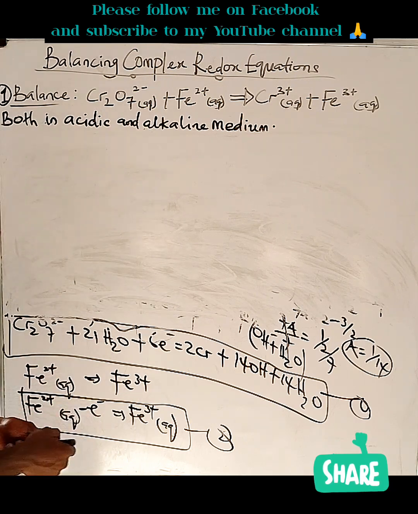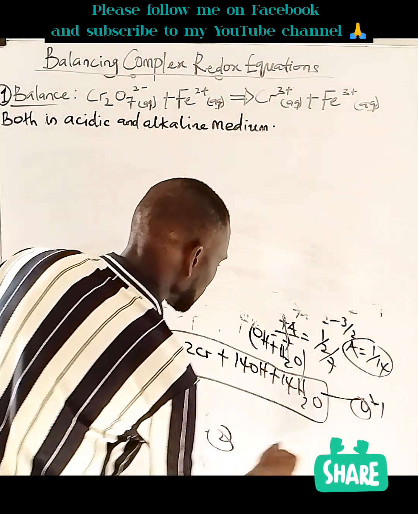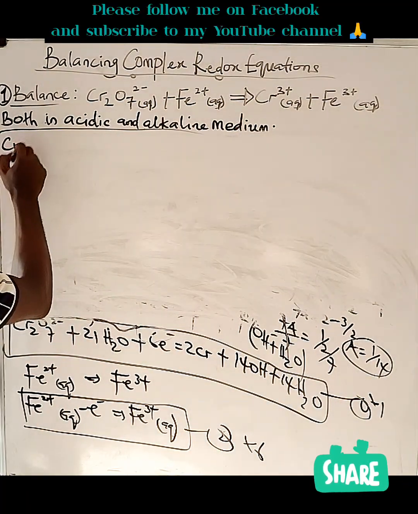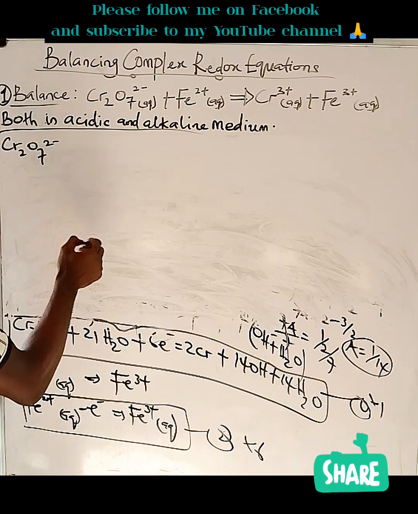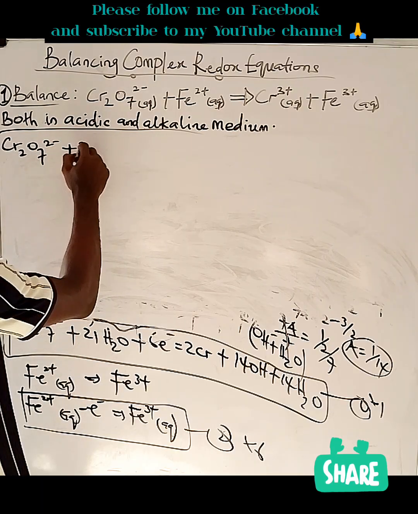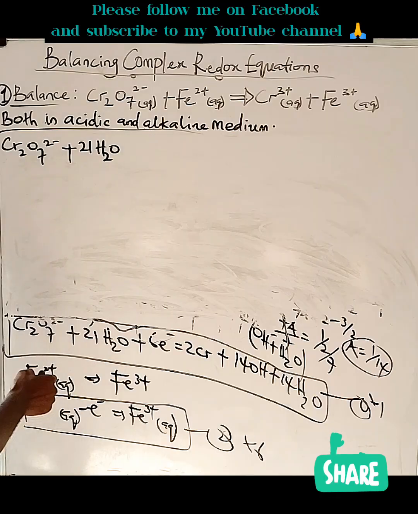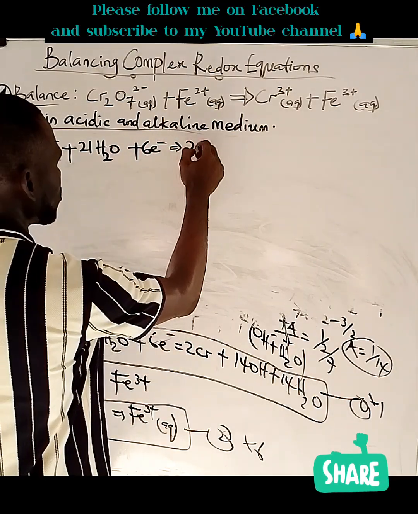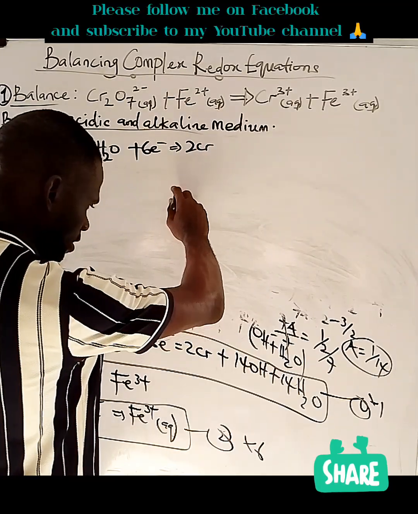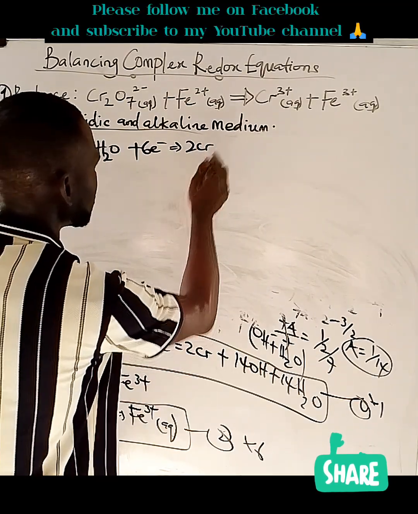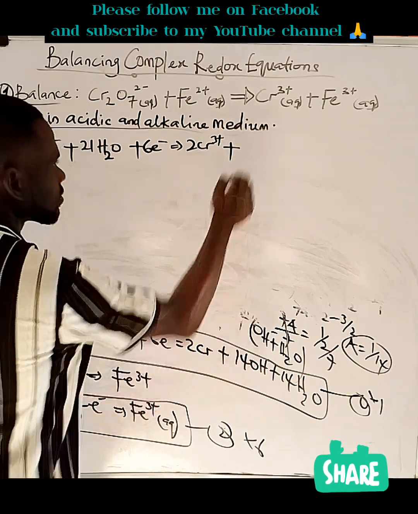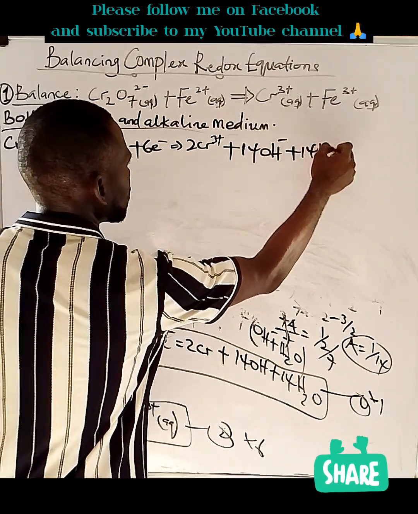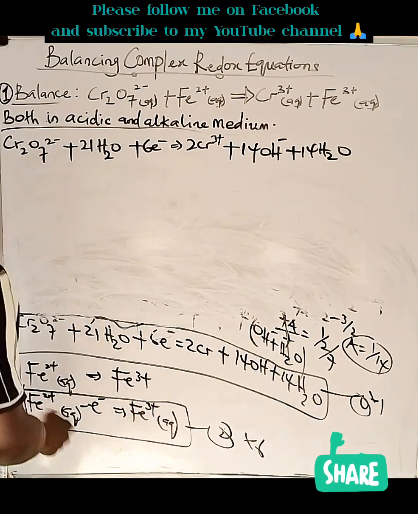So how do we balance it? Elimination method. We times this by 1, times this by 6. So 1 times all this will give us Cr2O7 2 minus, then plus 21 molecules of water, then plus 6 electrons equals 2 chromium that we have on this very spot here, 2 chromium here, which is 3 plus. So right here we have 14 OH, 14 hydroxyl, then plus 14 water. So that's that for equation 1.